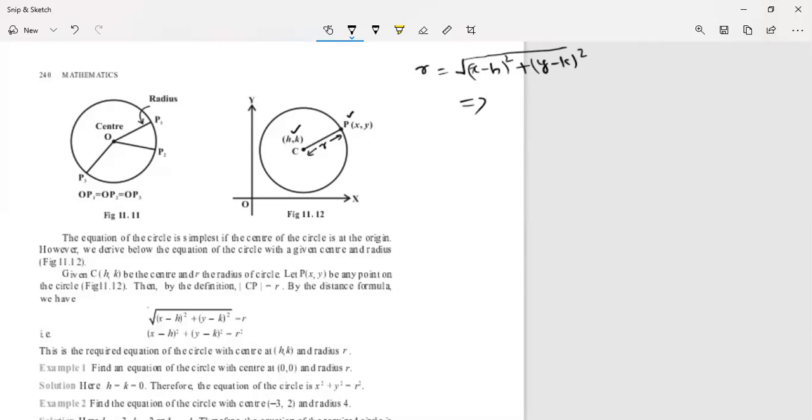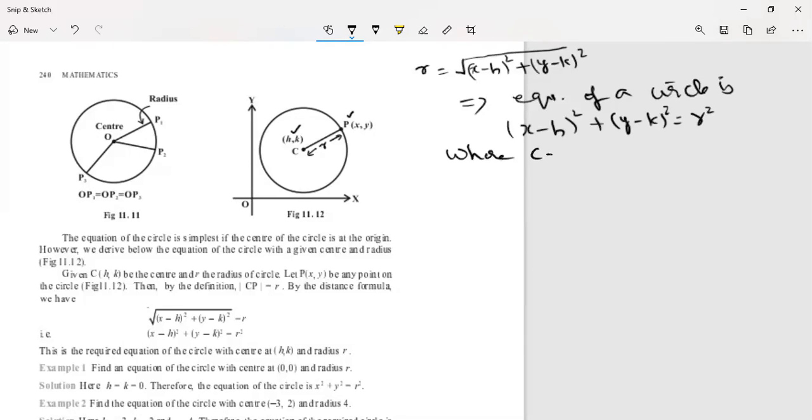So we get the equation of the circle. We can write the equation of a circle as (x minus h) whole square plus (y minus k) whole square is equal to r square, where the center is (h, k) and the radius of the circle is r.